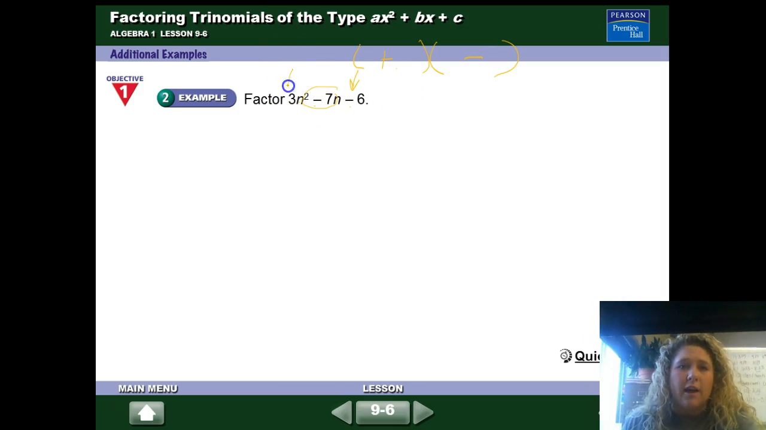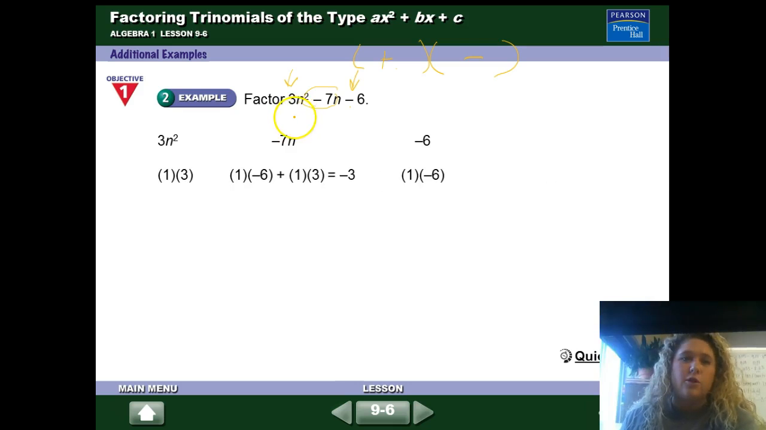So first thing we're going to look at is my factors to get 3. 3 is a really nice number to start because it's not like 20 where there were 5 different ones to try. This one, there is only 1 and 3. So that is really, really nice. So we know my first term, how am I going to get 3? 1 and 3.